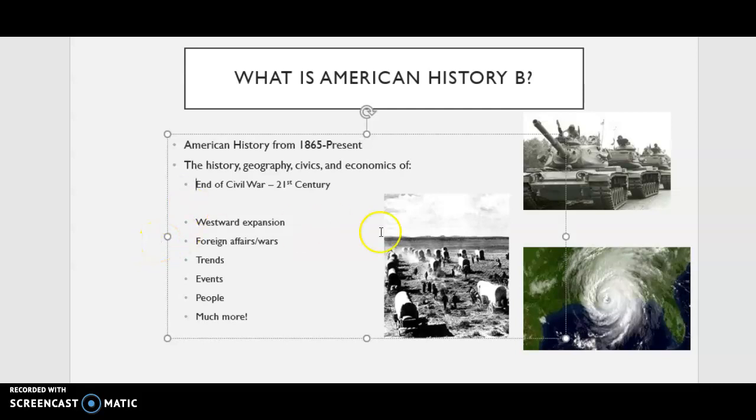So all kinds of things like westward expansion, foreign affairs and wars, World War I, World War II, Korea, Vietnam, Desert Storm, all kinds of things, different trends, different events, lots of different people in history and more. So there's a lot to cover this year in American history.